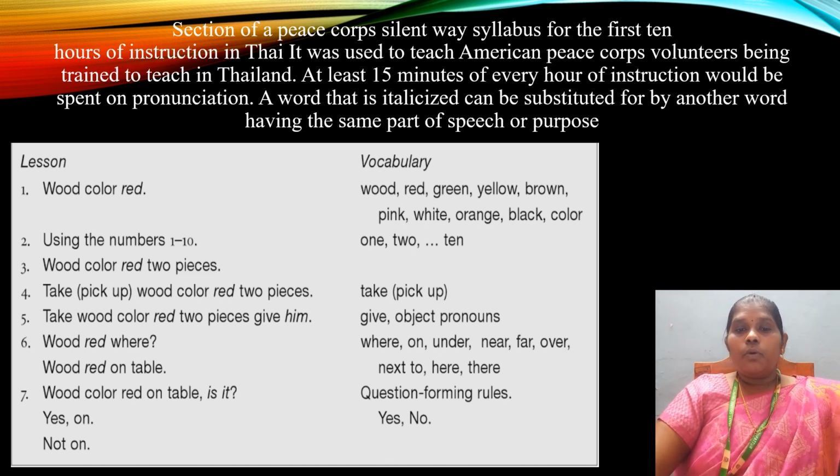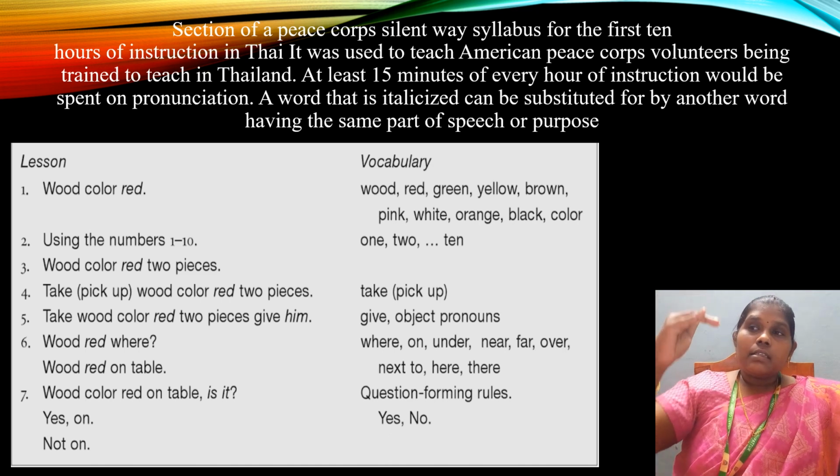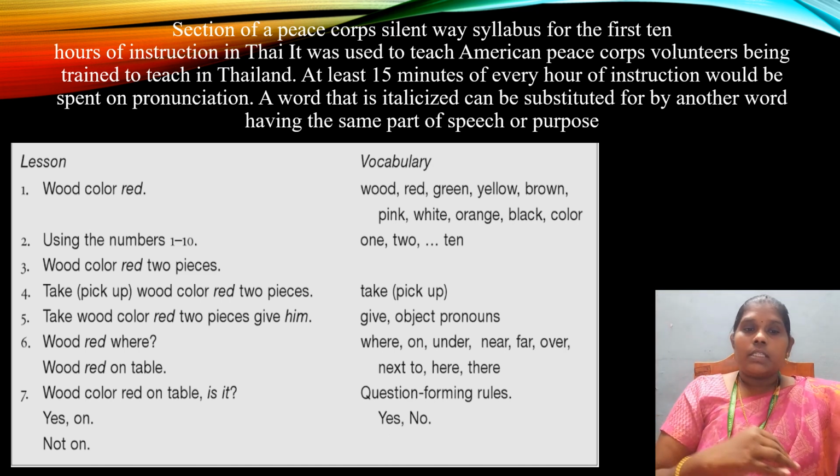And you go for the action verbs. Remember I said start with imperatives. Take or pick up wood color red 2 pieces, take or pick up wood color red 4 pieces, like that. And then we have to add the verbs as well as the pronouns. Take wood color red 2 pieces, give. You can see the sentence is developing, gradation is there.